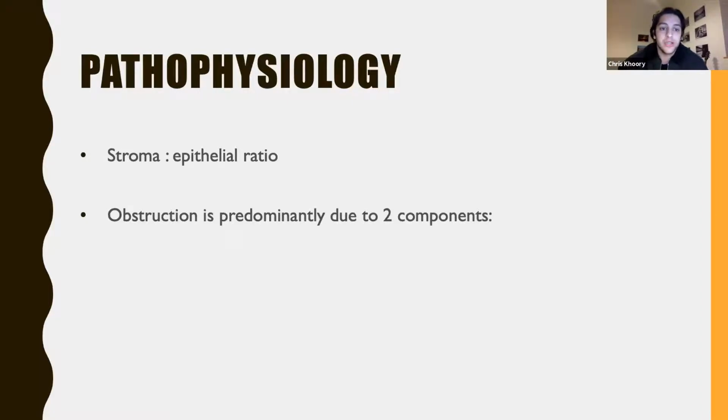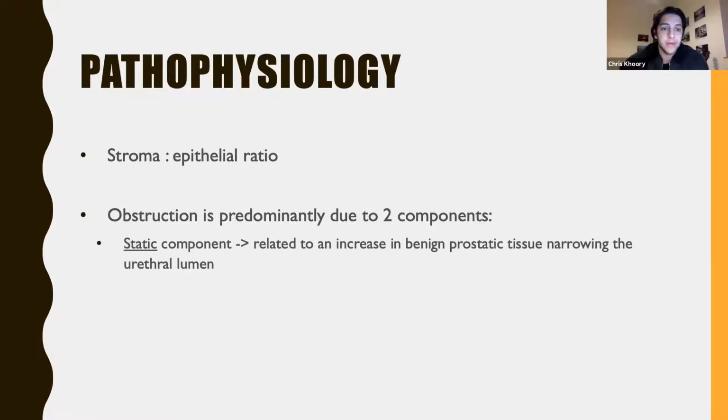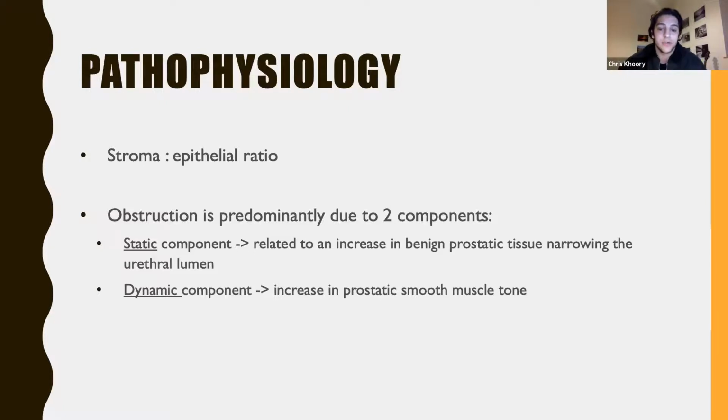And the obstruction is predominantly due to two main components. The first component is the static component. This is related to an increase in the benign prostatic tissue, and this narrows the urethral lumen, creating a blockage. And there's also the dynamic component. This is the increase in prostatic smooth muscle tone constricting around the urethra. Inside the prostate, there are alpha-1 receptors in the stromal tissue, and these are present in the prostatic capsule, stroma, and bladder neck. And this becomes important when we talk about management.